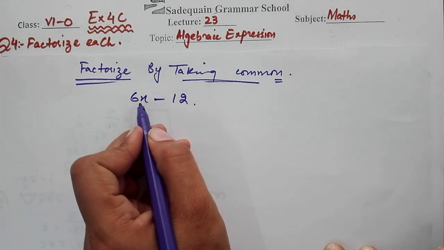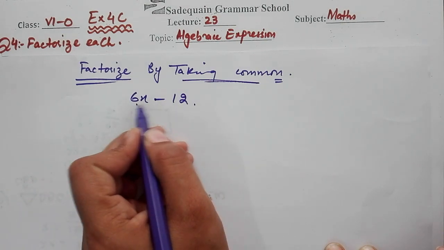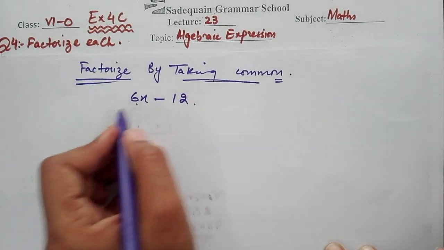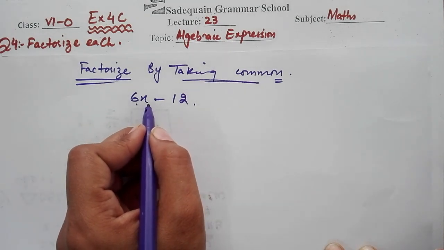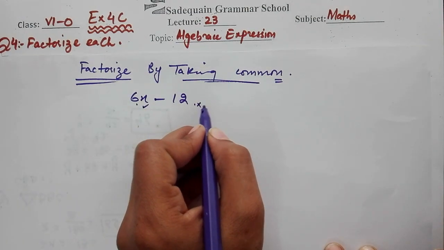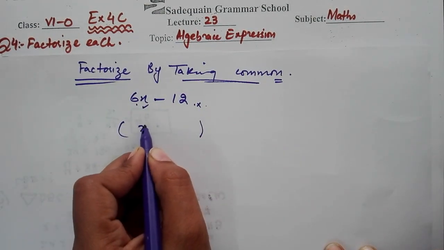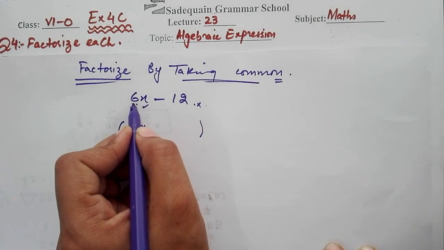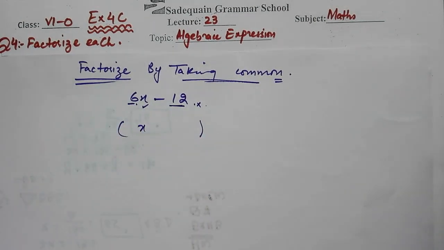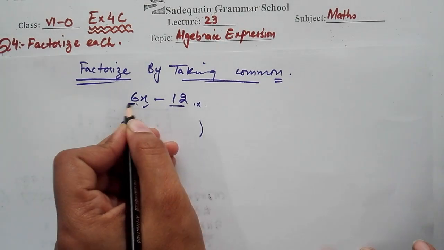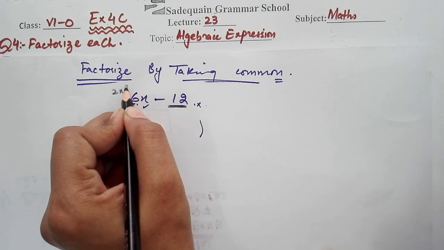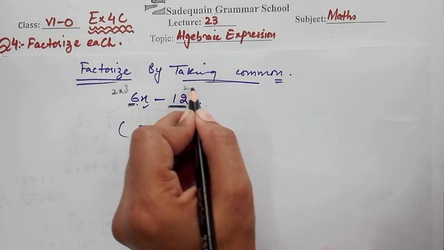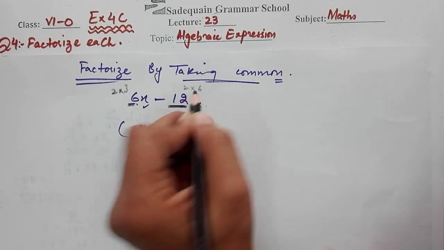Okay, among these two terms, how many terms are there? First term, second term. Among these two terms, which things are common here? Let's look here: if I take the variable x, in the first term x is there but there is no x in the second. Okay, so we can't take x as common, so x remains as it is. Now here let's talk about the 6 and 12. Which is the common factor of 6 and 12? Yes, the common factor of 6 and 12 is what? 2. Okay, 2 3s are 6 and 2 6s are 12, isn't it?